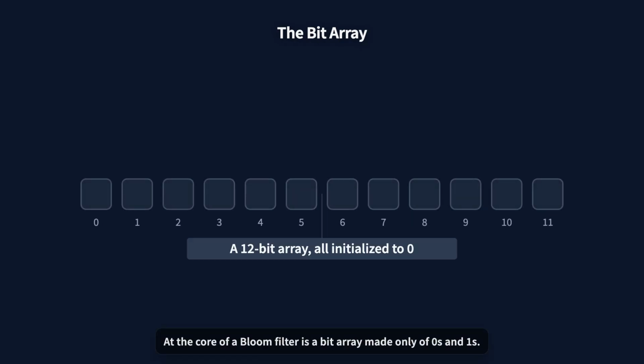At the core of a Bloom filter is a bit array made only of zeros and ones. Here we use 12 bits for the demo. At the beginning, every bit is 0.